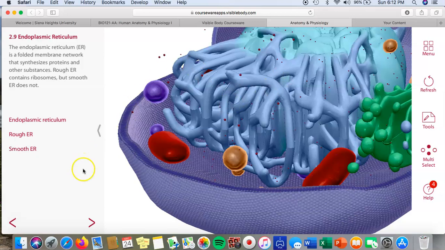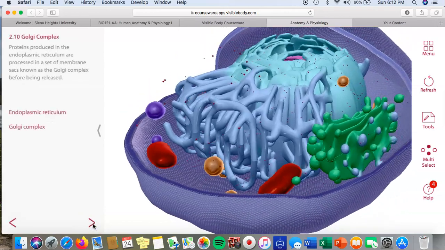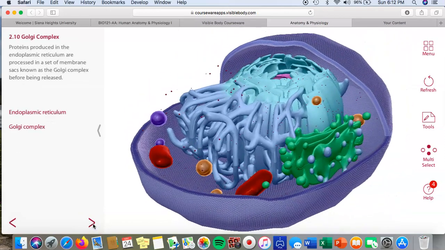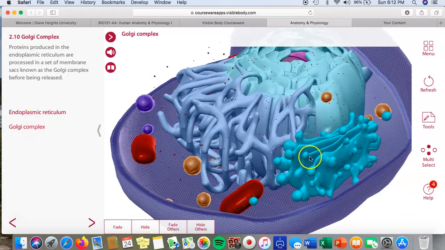I think we're good with that. We can move on to the next organelle, which is the Golgi apparatus, and they call it the Golgi complex here. But here, I'll click it. That's this one right here.